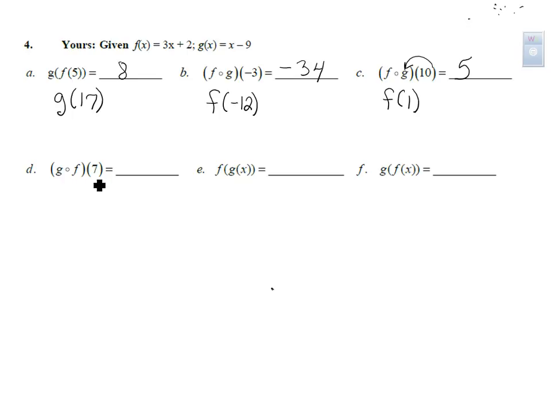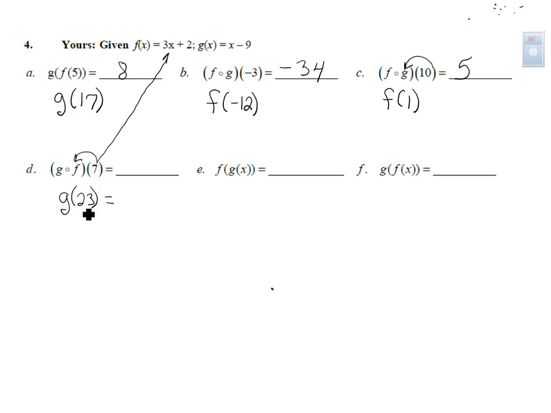G composition f of 7. Be careful, I'm going to plug 7 into f. So let's plug a 7 right there. 3 times 7 is 21. 21 plus 2 is 23. I'm now going to find g of 23.